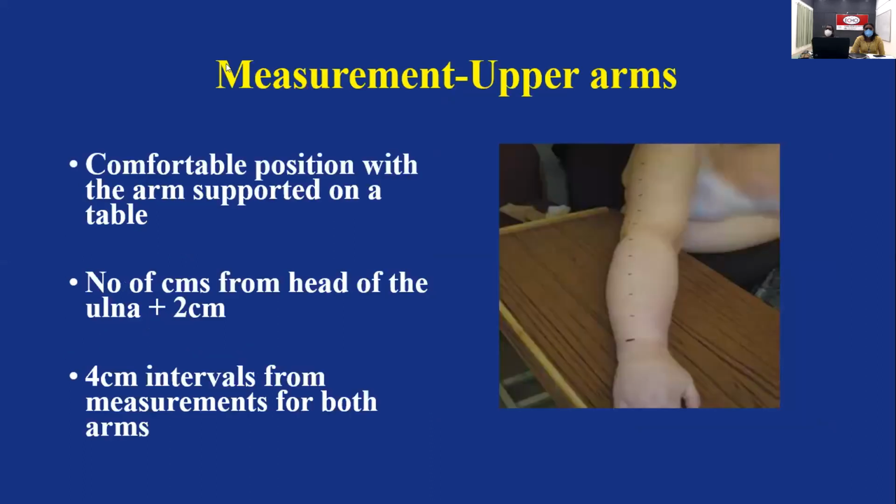Before you do the massage, you have to measure the lymphedema area. How can we do the measurement for the upper arm? Before the measurement, you have to give a comfortable position to the patient. The first measurement should be from the tip of the ulna plus 2 centimeters, then from there every 4 centimeters. First mark that point, then take the measurement on that area.